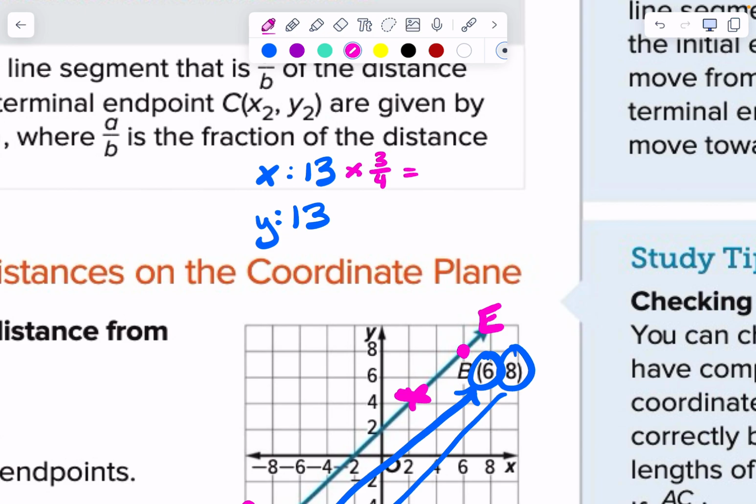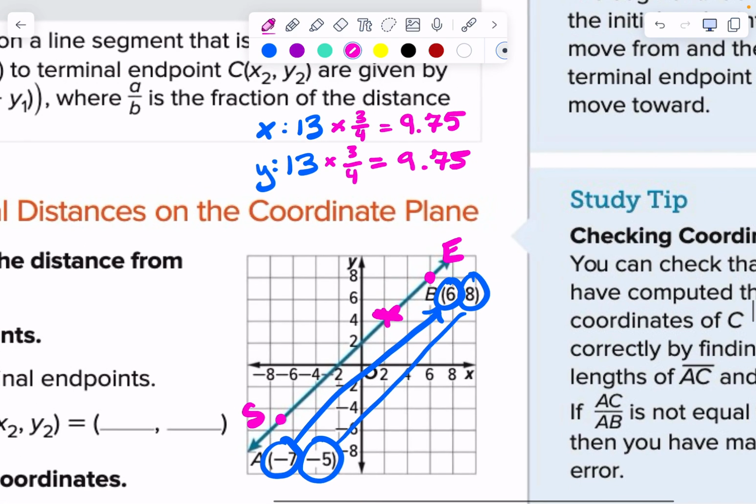So get your calculators out and tell me what 3/4 of 13 is. You can take 13 times 3 divided by 4. You can take 13 times 0.75. 9.75. Yep. And 9.75. Okay. All right.